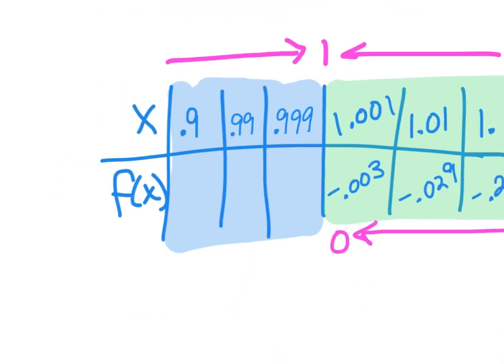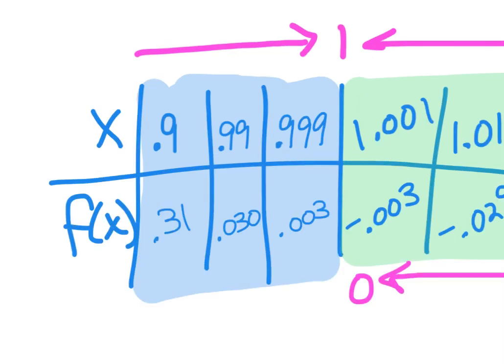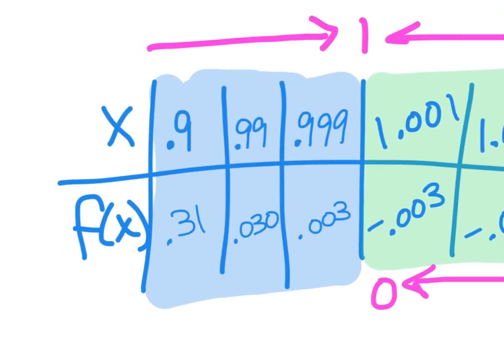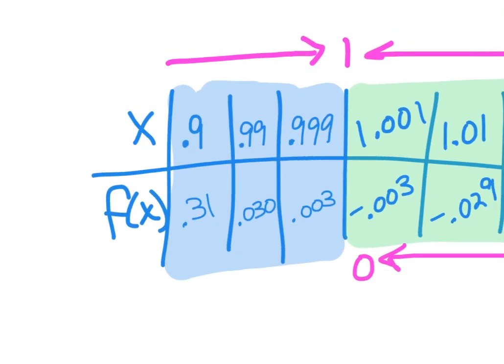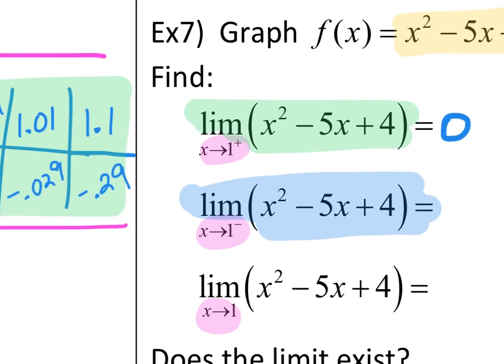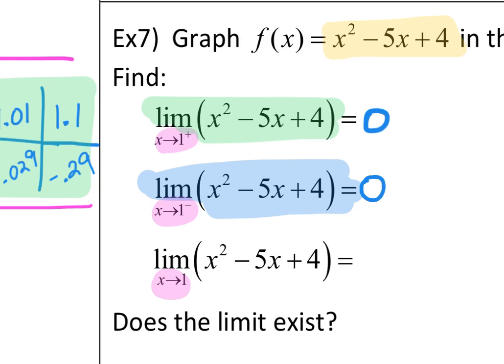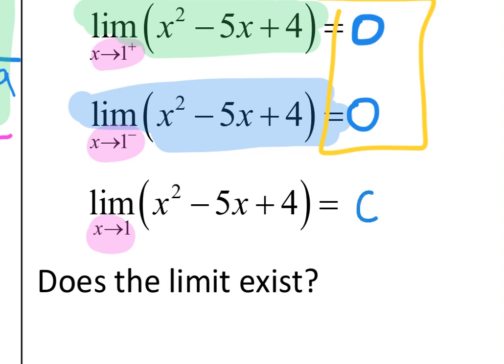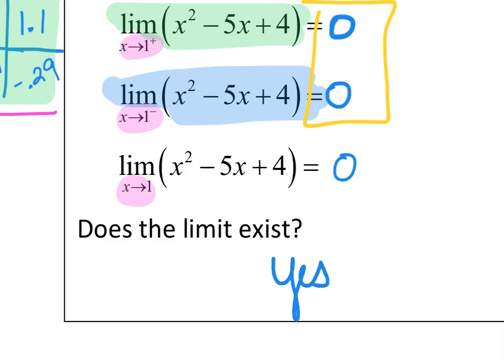Go ahead and pause the video and fill in the rest of the table here. And so here are the y values that you should have gotten. And you will see that as x approaches 1 from the left, the y values also approach 0. And so the left and the right limits are both 0. And since they are both the same, then the limit exists and is equal to that number, 0. So yes, the limit exists.